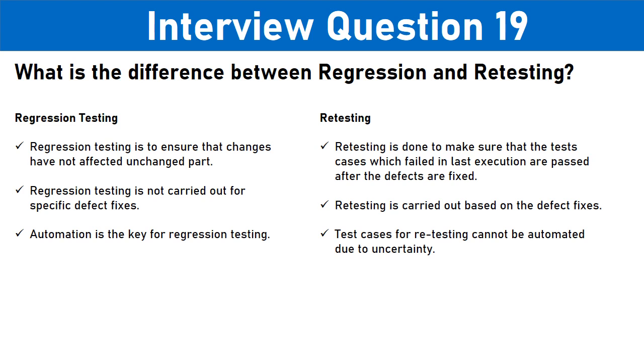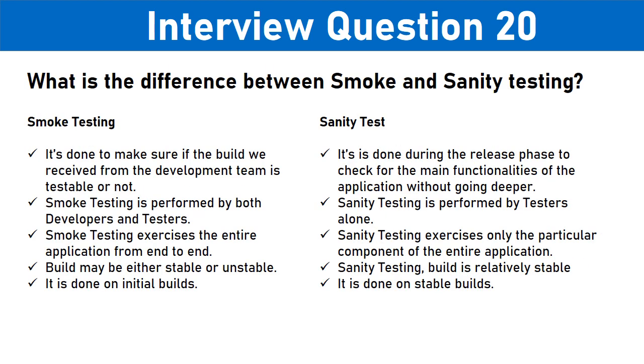Automation is the key for regression testing, whereas test cases for retesting cannot be automated due to uncertainty. What is the difference between smoke and sanity testing? This question creates confusion in many testers, so first let's understand what smoke testing is.